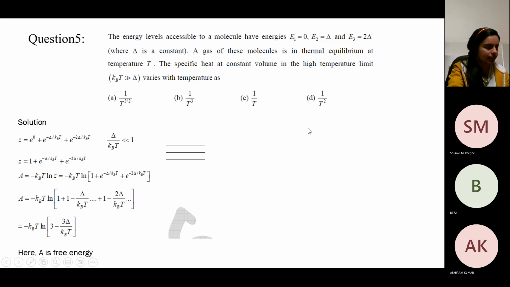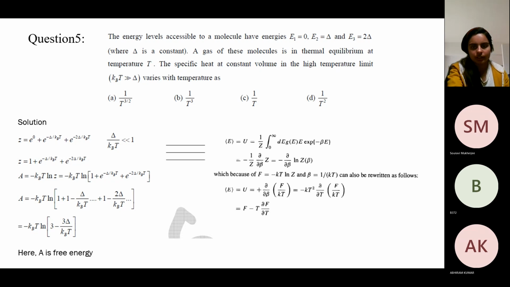But there is a less lengthy, shorter way. Look at the expression for the internal energy. Internal energy goes as minus del del beta of ln Z. We have already seen that. Now ln Z can be replaced by F by kT, and this minus makes it plus. So U is equal to del del beta of F by kT.